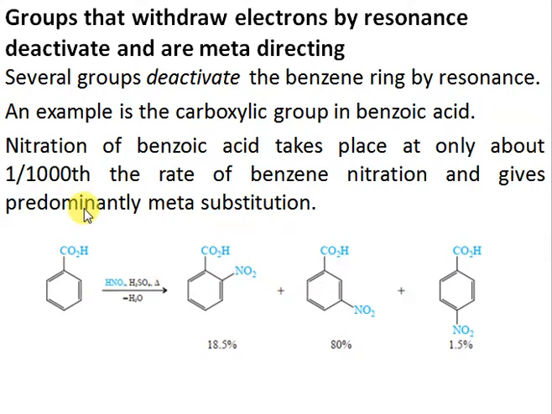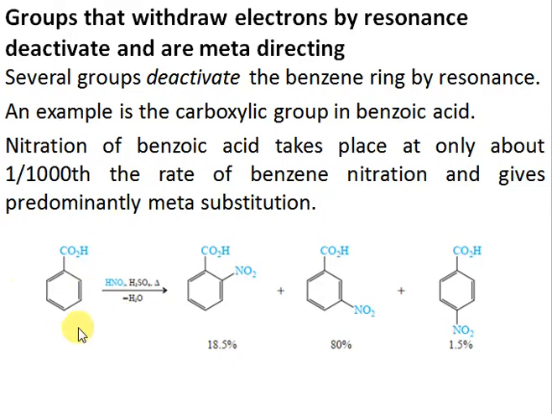For example, if we compare the rate of nitration of benzene and benzoic acid, the nitration of benzoic acid takes place 1000 times slower than the rate of nitration of the benzene ring, right? So this is the difference in reactivity. Benzoic acid reacts 1000 times slower than benzene for the nitration reaction, right? So benzoic acid yields the meta product as the dominant product.